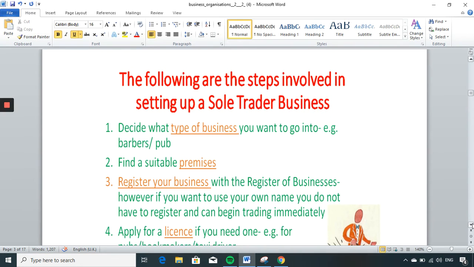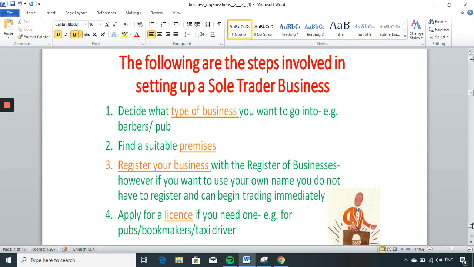So if you wanted to set up as a sole trader, you firstly decide what type of business you want to go into. Is it going to be a barber? Is it going to be a pub? You find a suitable premises. You must register your business with the Register of Businesses. You do not have to do this if it is your own name. So if your name is like MacDonald or Smith and you wanted to set up a pub, you don't have to do that. But if you wanted to call it something like 'the pub', you must see if that name exists already. So you have to register your business with the Register of Businesses.